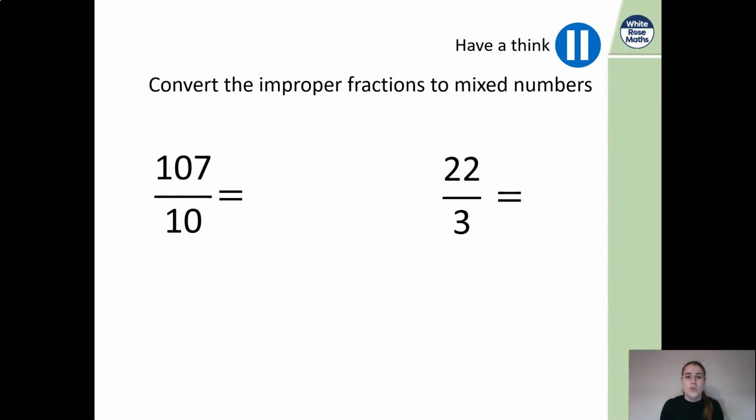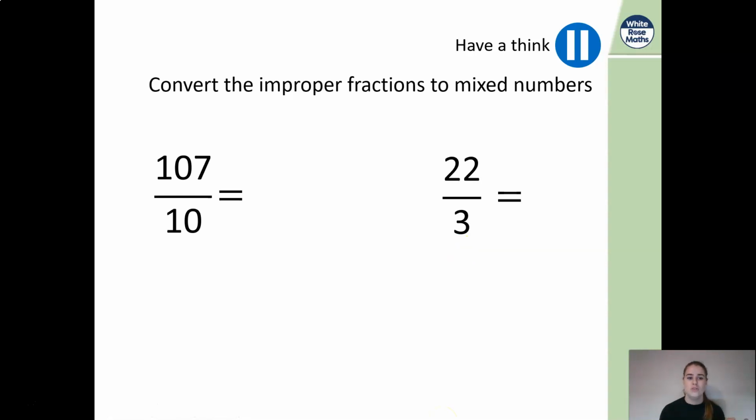Okay, so think about your normal division. You could do your bus stop if you needed to. Think about, well, how many 10s can I get into 100? How many are left over? That leftover is going to be your fraction over 10. 22 divided by 3, well, how many 3s can I get into 22? That's going to be your whole number. Whatever your remainder is going to be your numerator with your denominator as 3. So pause the video and have a go.